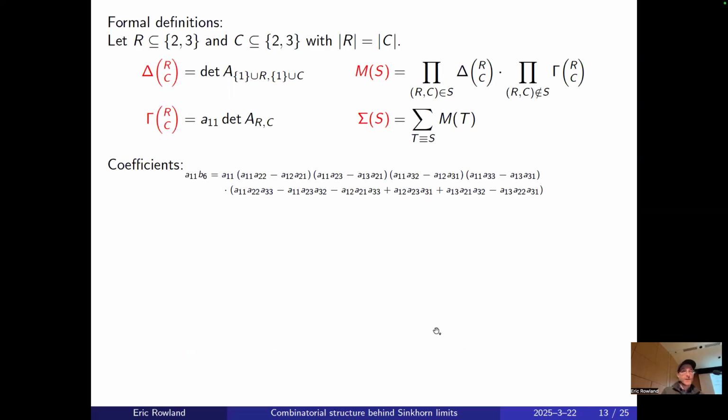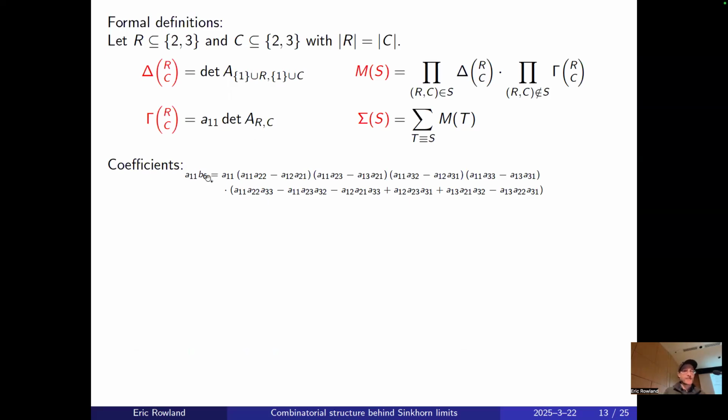Okay, so this is a very notation heavy slide. If you don't care exactly about the details of this sigma of S thing, you can zone out for the next minute or two and it won't really impact the rest of the talk that much. I'm going to start with the coefficients and then define what we need to write them out.